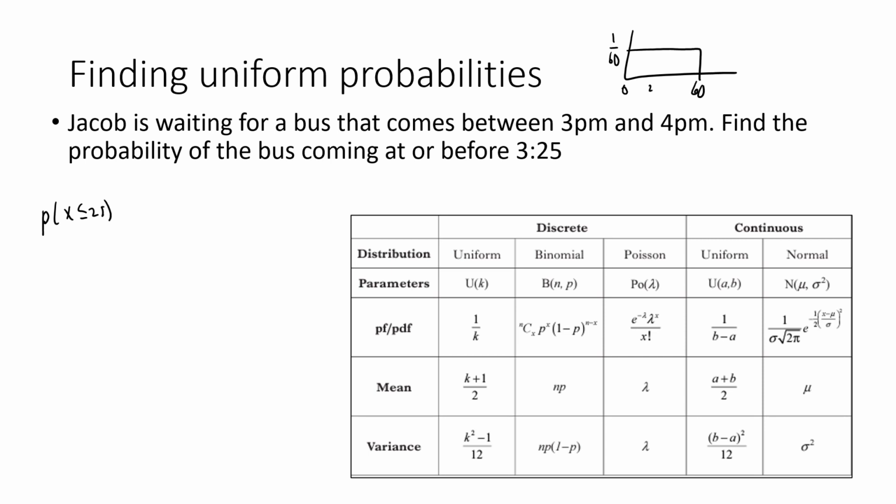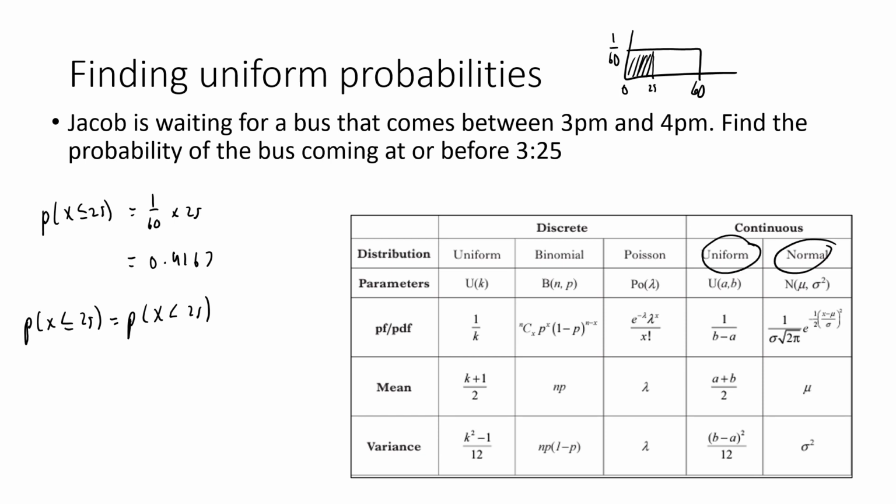So if I put 25 here and I want it to be less than, I'm looking for this range. That means 1 over 60 times 25 is what I need to calculate here, and that would give me 0.4167. Another thing to note is that because we're using a continuous random variable, the probability of x being less than or equal to 25 is the same as the probability of x being less than 25. Because in continuous distributions, in this uniform and in normal, the probability of x being an exact number like 20 is so small that we call it 0 in Advanced Higher anyway.